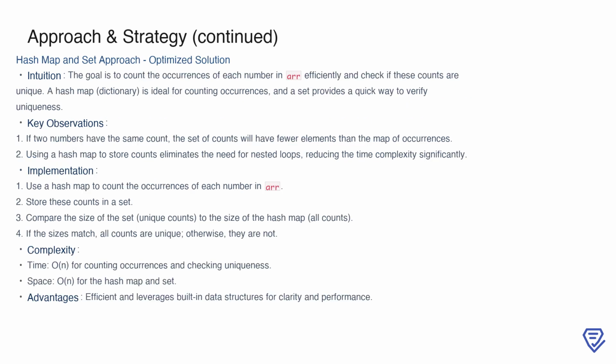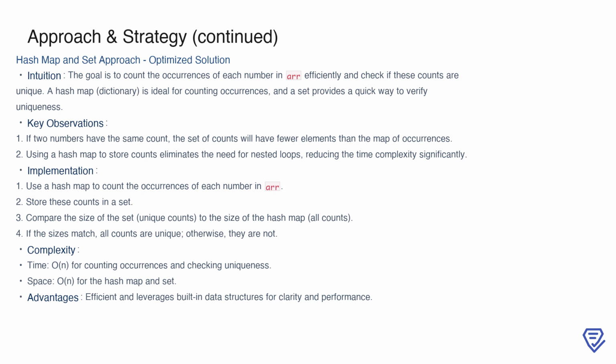A much more efficient solution involves using a hash map and a set. The core idea here is to count the occurrences of each number in the array using a hash map, which allows us to track counts efficiently. Once we have these counts, we can store them in a set to automatically handle uniqueness verification. The key insight is that if any two numbers share the same count, the size of the set will be smaller than the size of the hash map.